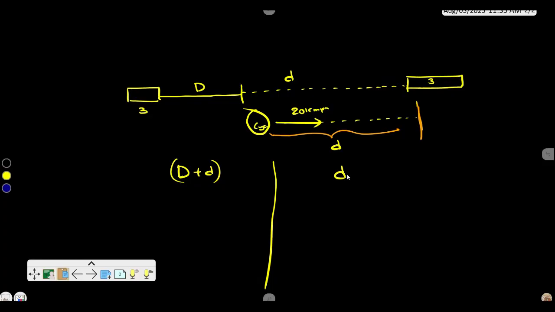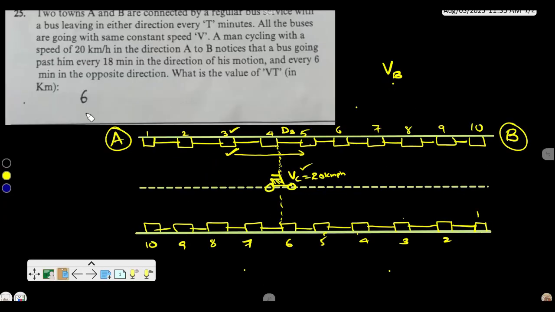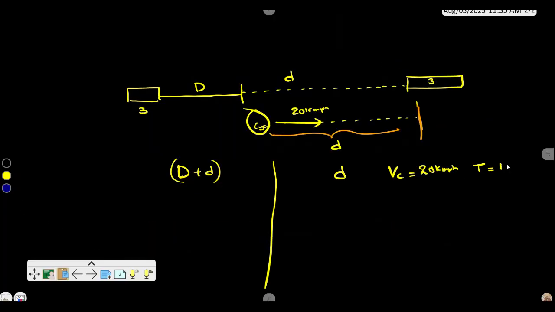The cyclist has moved small d distance. So what is the velocity of the cyclist that has been given? Velocity of the cyclist is 20 kilometer per hour. And the time taken for the bus to cross him has been given as 18 minutes. 18 minutes is the time taken for the bus to cross him. So in that time only, he will be traveling this small distance.